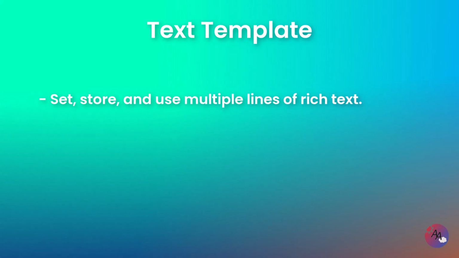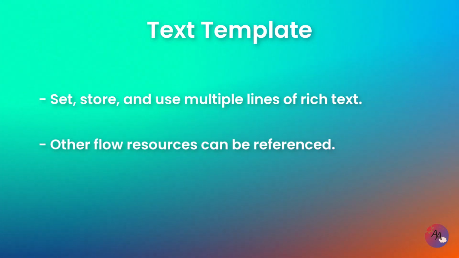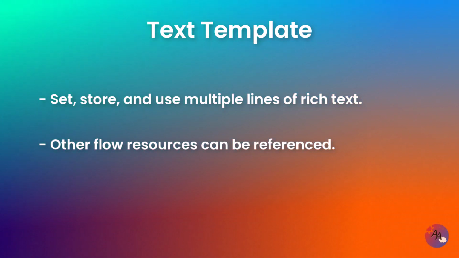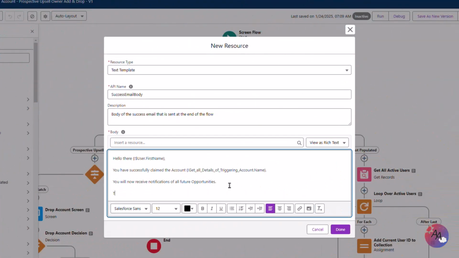The text template resource is used for leveraging text in the flow. It is similar to a text variable in that text can be stored, used, and changed, but what makes it different is that it allows for multiple lines as well as rich text formatting. Other flow resources could also be used in the text template, similar to email merge fields. Text templates are a great option for building email bodies and subjects within a flow.